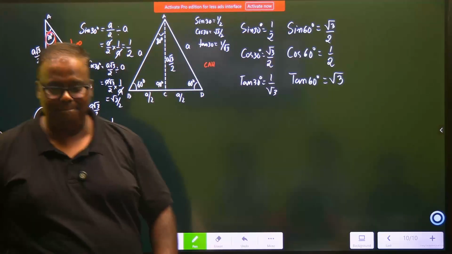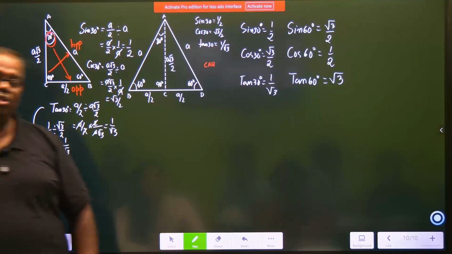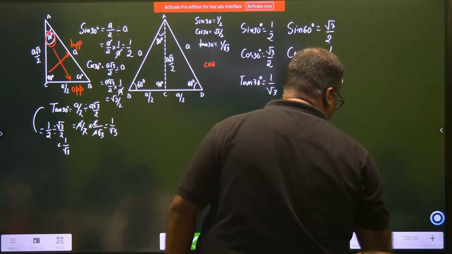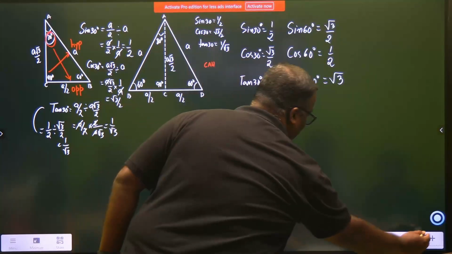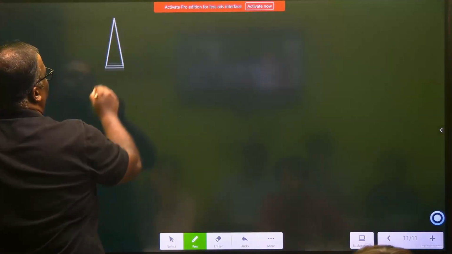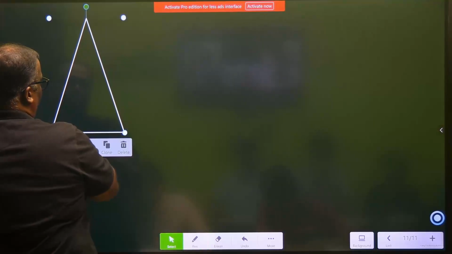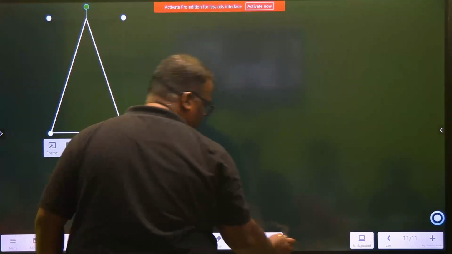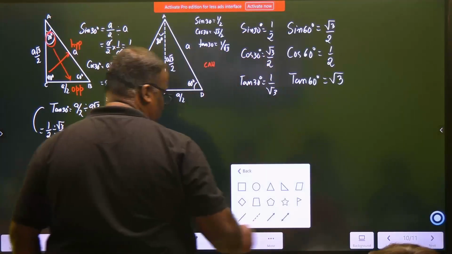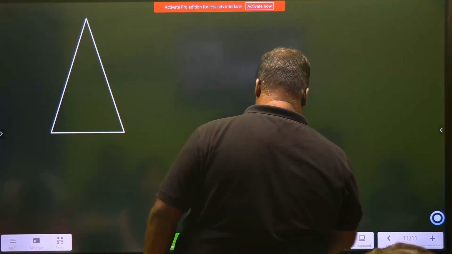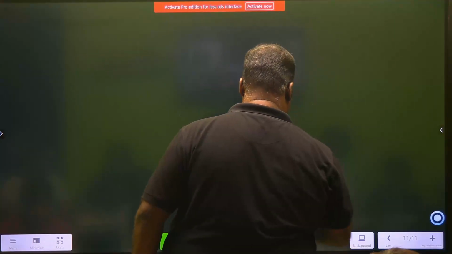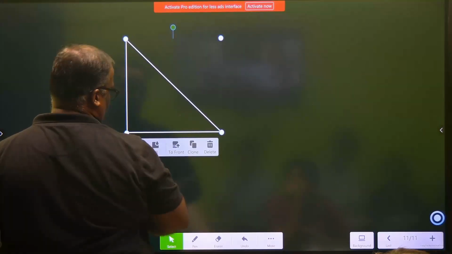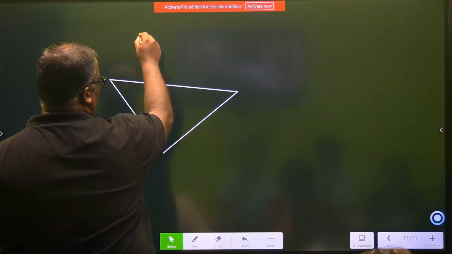45 देख लें. 45 के बाद छोड़ देते हैं आपको. 45. How to go for 45? ठीक है, चलो 45 देखते हैं. In order to do 45, we have to bring a triangle which is known as isosceles triangle, but not in this manner. Don't draw. We'll bring an isosceles right triangle. You know what is an isosceles right triangle? Yeah, this one is an isosceles right triangle.